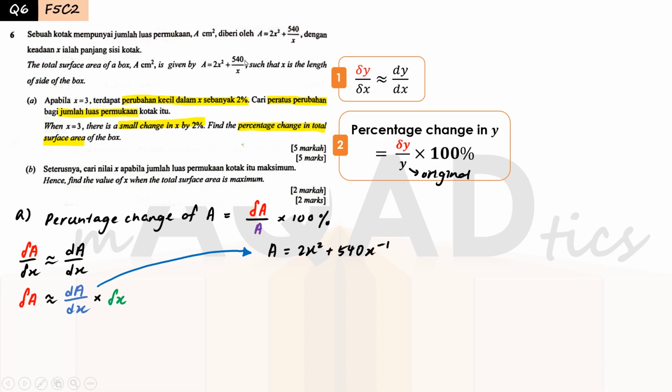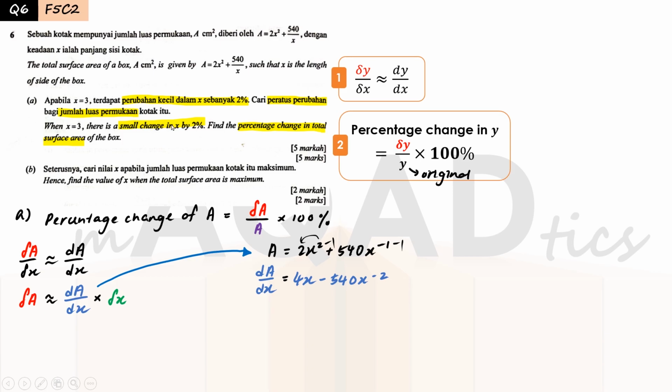The x, I move it on top, so here it becomes x to the power of minus 1. To differentiate, we just move the power to the front, so 2 times 2 equals 4, and the power minus 1 is essentially 1 only, which is x. And the minus 1 multiplied with 540 is negative 540, and the power minus 1 gives minus 2. And for delta x, we can find it from this clue here.